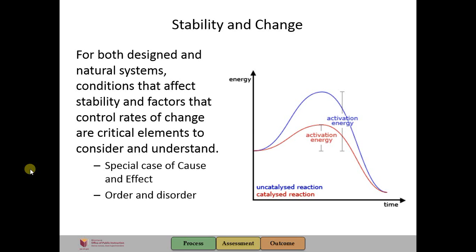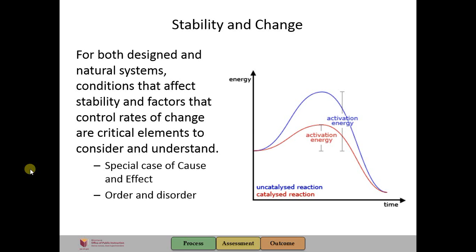Finally, the seventh cross-cutting concept is stability and change. For both designed and natural systems, conditions that affect stability and factors that control rates of change are critical elements to consider and understand. Two things to think about when looking at items for this. First, this is a special case of cause and effect. So if you're looking at an item that you think is cause and effect, you may want to ask yourself whether the cause and effect you're seeing is one of stability and change.